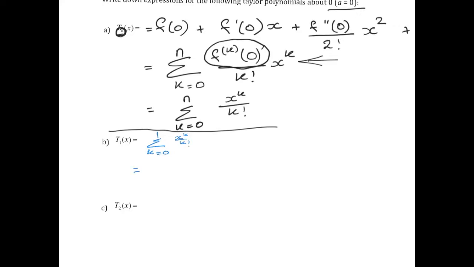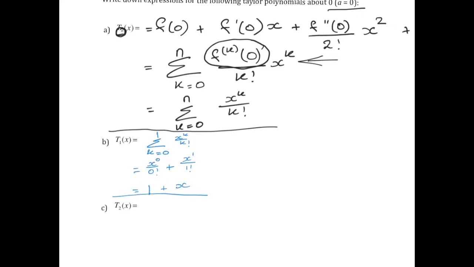So when k is 0, what do I get? 1. And I'm just going to go a little slower. x to the 0 over 0 factorial, which you're right is 1. What's the second? And it's plus, because it's a sum. What's the second term when k is 1? Which is just x. Thank you.